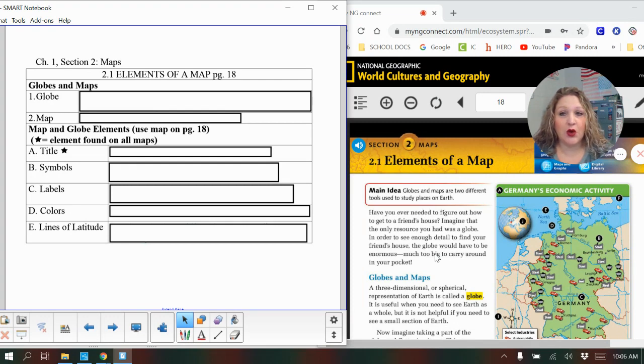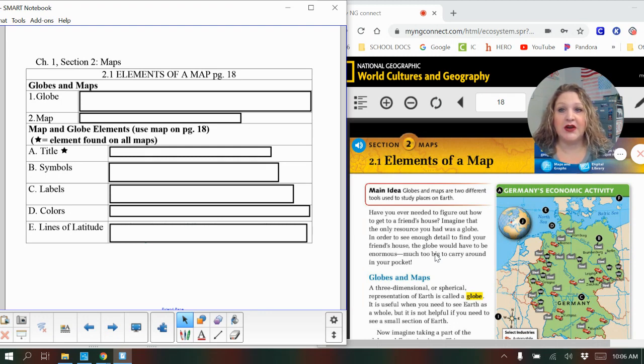So you should have opened up Chapter 1, Section 2.1 notes from modules in Canvas, and hopefully now you've also split your screen so that you are able to see what I am sharing and also your notes. And we are going to go over this information, and as I do, you are going to type in the information so that you can use it later on assignments.